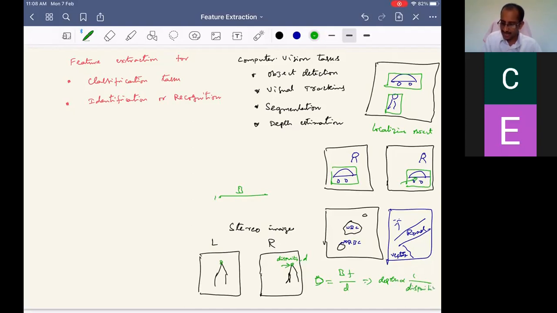Okay, we will see that a little more elegantly or mathematically later, but these are the different computer vision tasks. So roughly these are the computer vision tasks. Any other computer vision task you want to name? Okay. So given that these are the computer vision tasks, in all of these things, what is common? What is important? Can you name some of the common aspects in all these computer vision tasks?